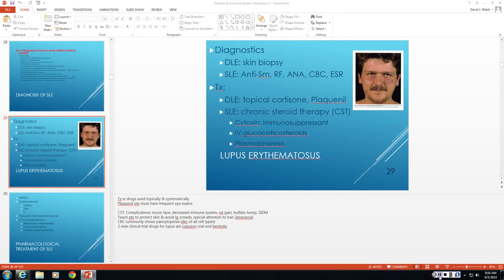Your treatment for DLE is going to be a topical cortisone, such as Plaquenil. For SLE, it's going to be chronic steroid therapy. They're going to use Cytoxan, which is an immunosuppressant, IV glucocorticosteroids. They're also going to do plasmapheresis.